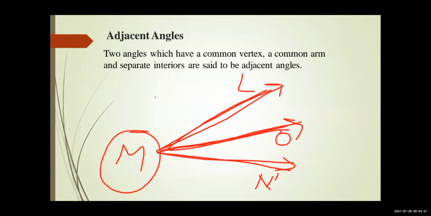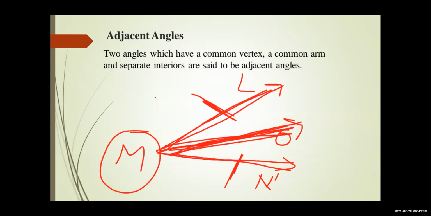Common vertex is M. And our common arm, which comes in both the angles. What is the common arm? Only O. No. Very good. That is MO. This is our common arm. It is coming in this angle and also in this angle.